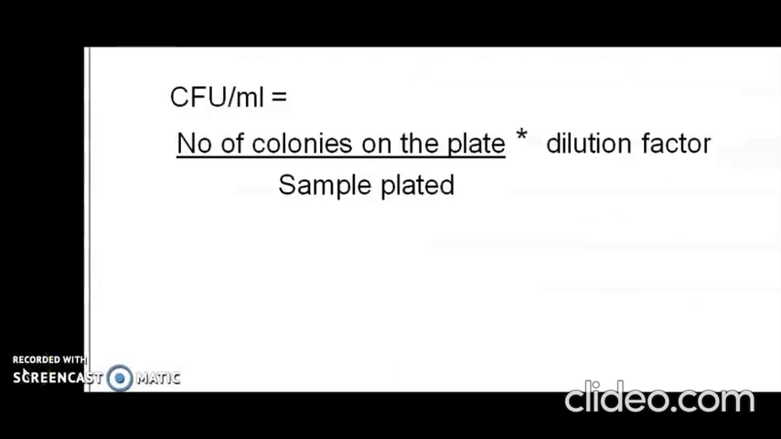Some of the advantages of the plate count method is that it is used for the estimation of bacterial population in milk, water, food and other materials, and it also counts only living cells. And the disadvantage is that since the suspension contains different kinds of microbial species, all of them will not grow in one medium.